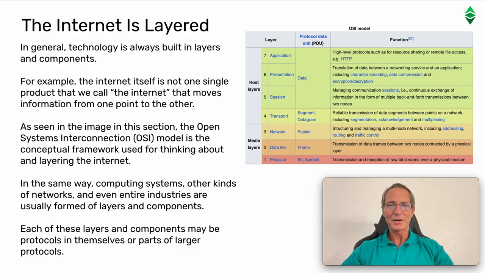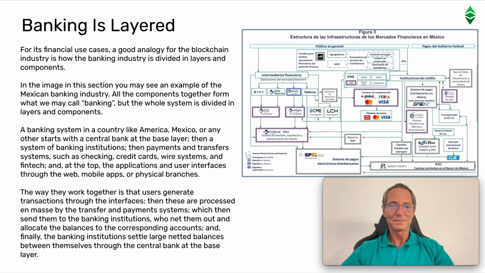The Internet is layered. In general, technology is always built in layers and components. For example, the Internet itself is not one single product that we call the Internet that moves information from one point to the other. As seen in the image in this section, the Open Systems Interconnection (OSI) model is a conceptual framework used for thinking about and layering the Internet. In the same way, computing systems, other kinds of networks, and even entire industries are usually formed of layers and components. Each of these layers and components may be protocols in themselves or parts of larger protocols.